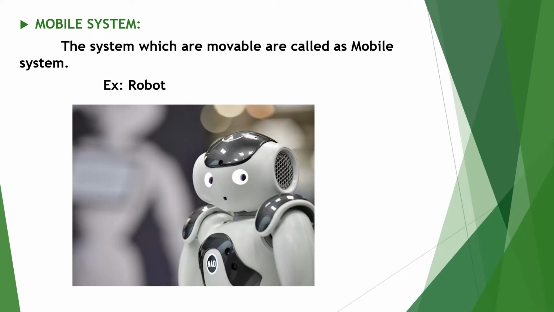Let's see about the mobile system. In a mobile system, 2 major functions are implemented: one is intelligence and the other is mobility. Along with intelligence, if a device can move and make a decision in response to its surroundings, then it is called a mobile system. An example of such a system is a robot.